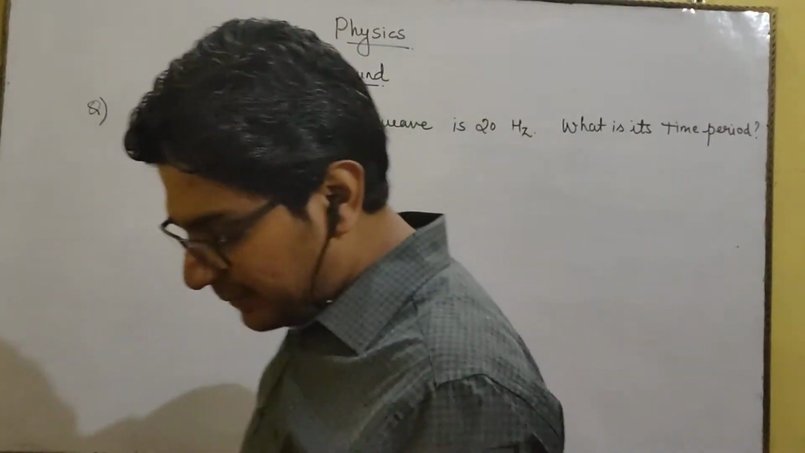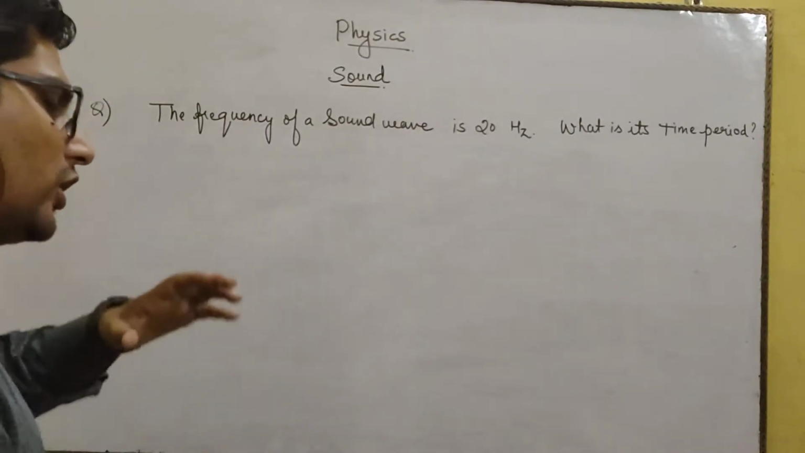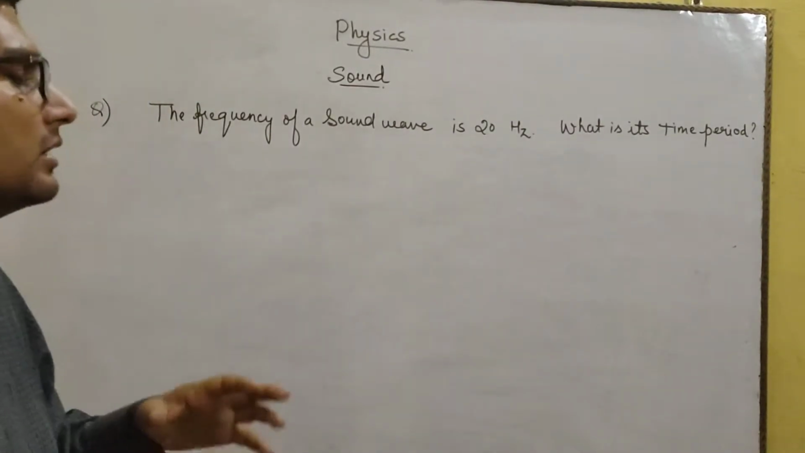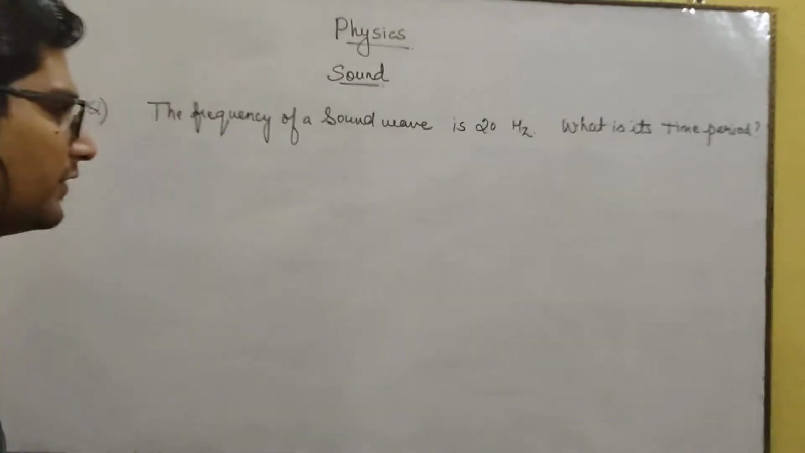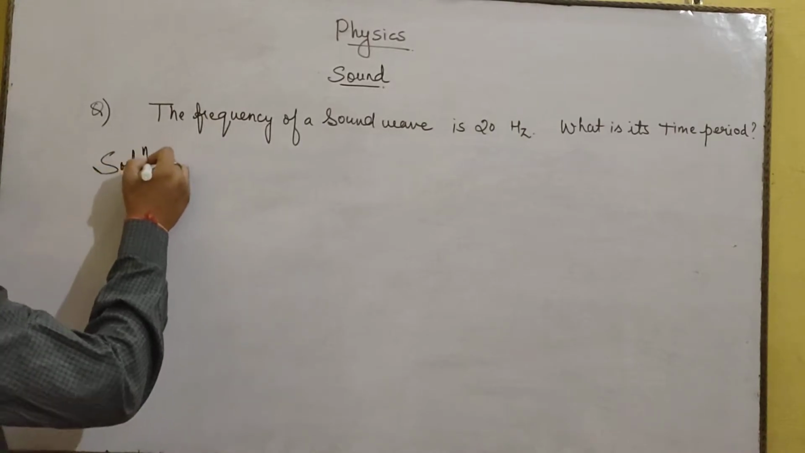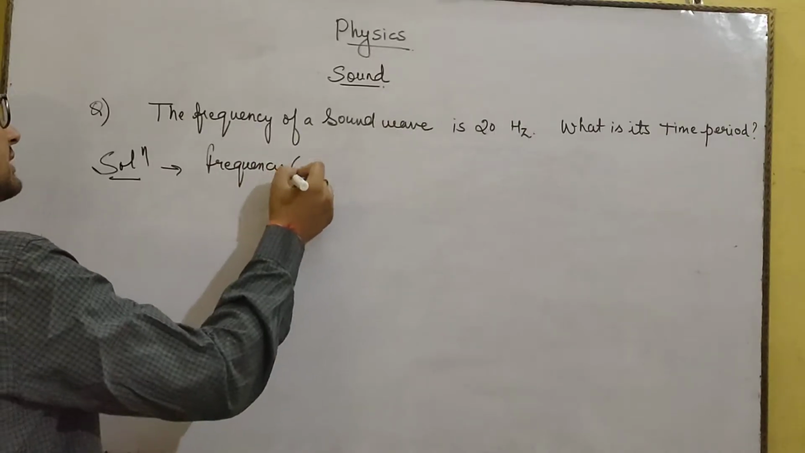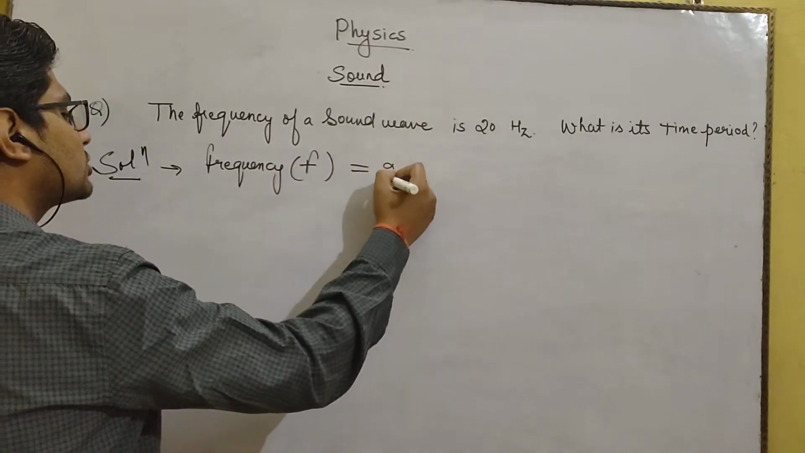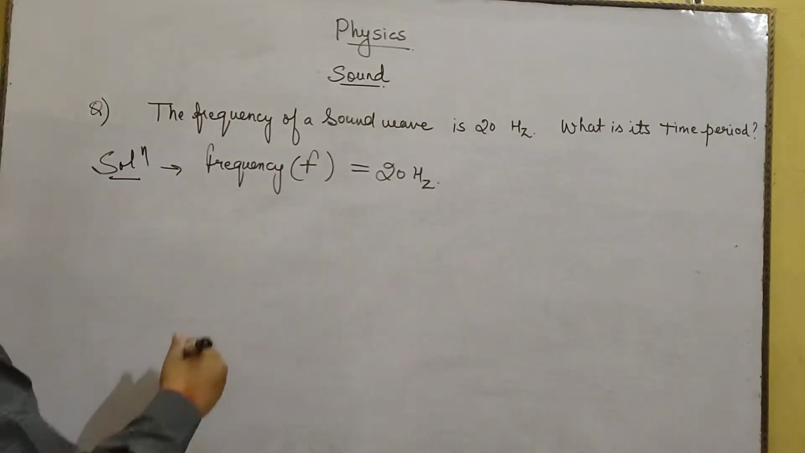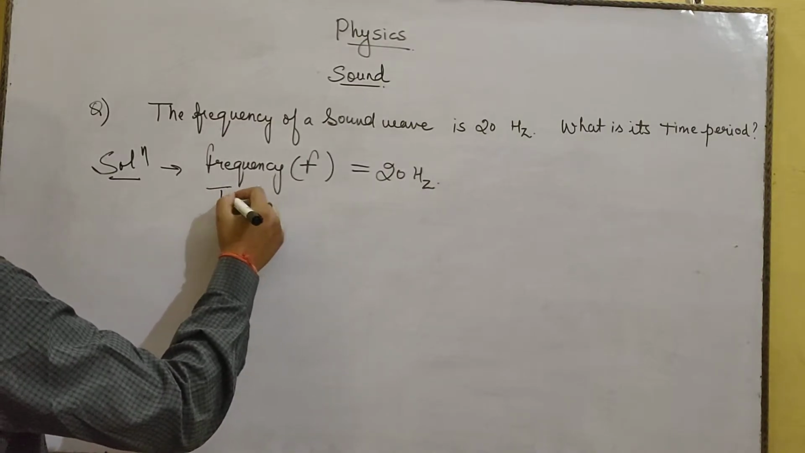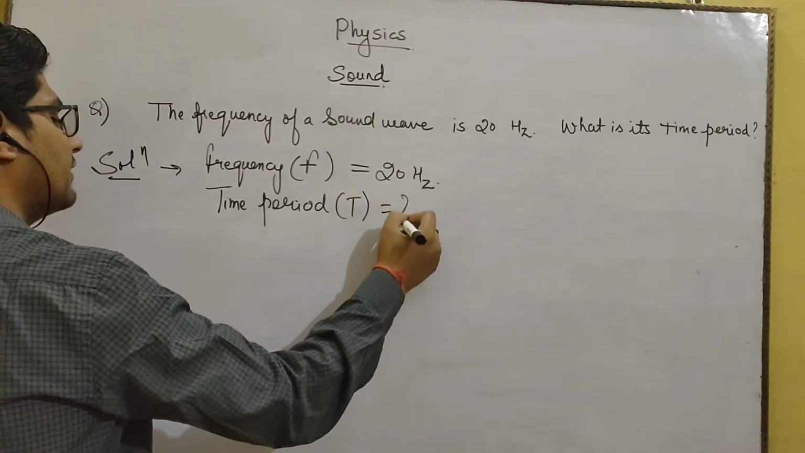Now let us take one example, so that we can learn how to solve the numericals based on the frequency and time period relation. The frequency of a sound wave is 20 Hertz. So first of all, what is given in the question? Frequency, denoted by F, is 20 Hertz. The frequency of the sound wave is given as 20 Hertz, and the time period, denoted by T, you have to calculate.